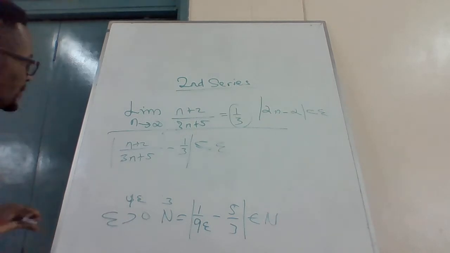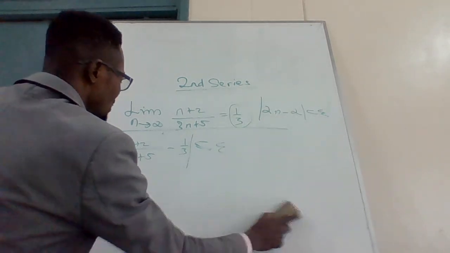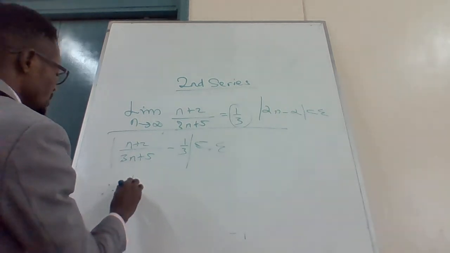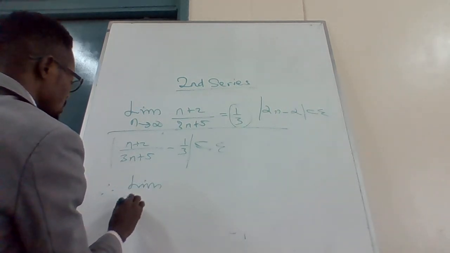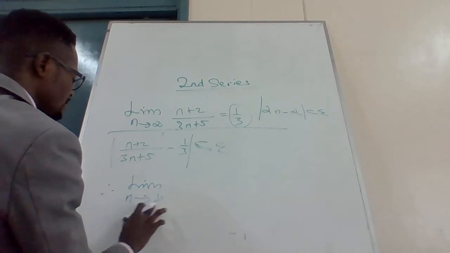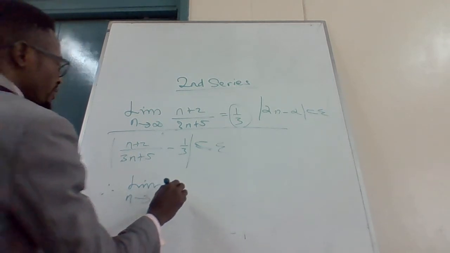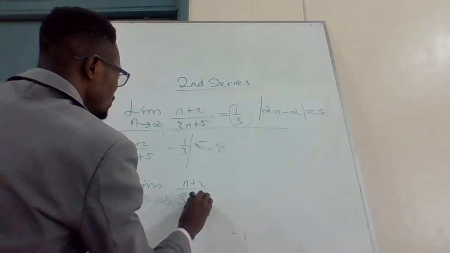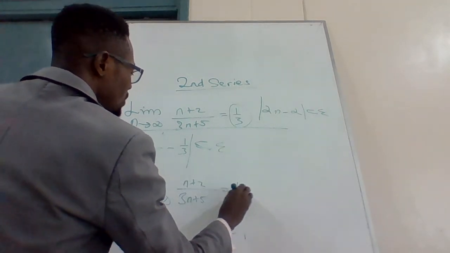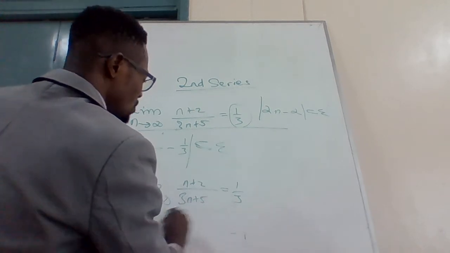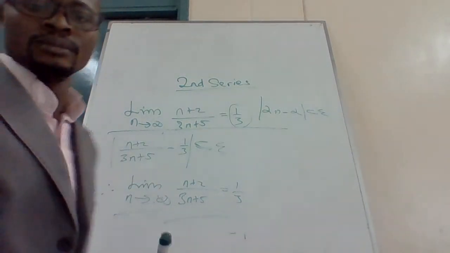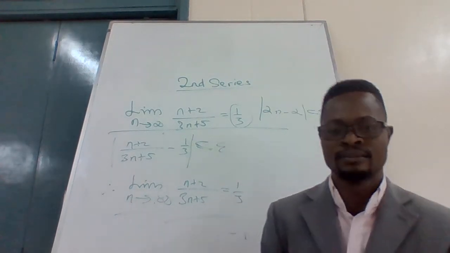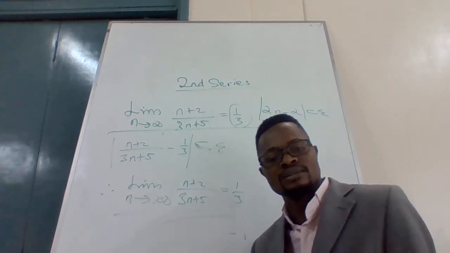And if this is less than epsilon, it therefore means that the limit as n tends to infinity of n plus 2 divided by 3n plus 5 is equal to 1 over 3. And this is all you needed to do. And we are done with that question.